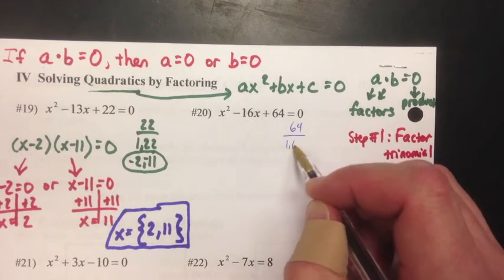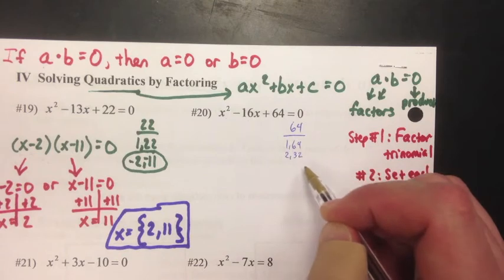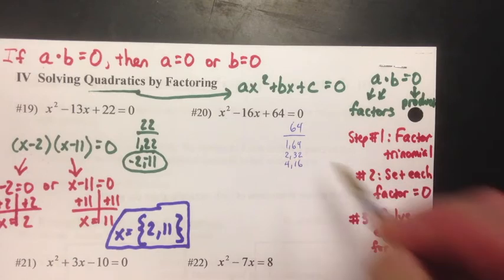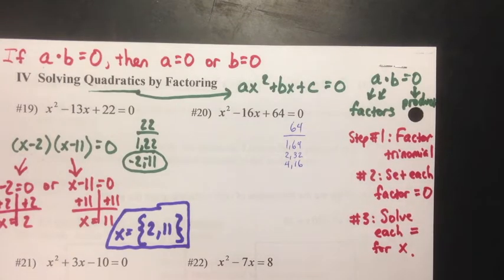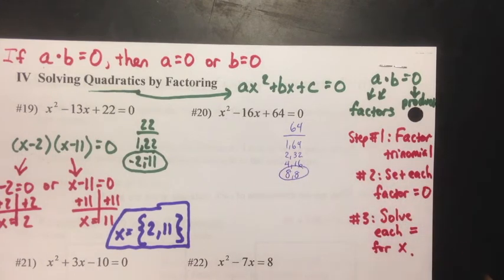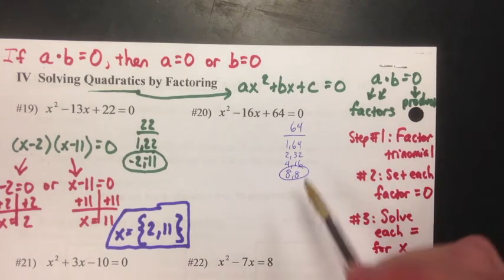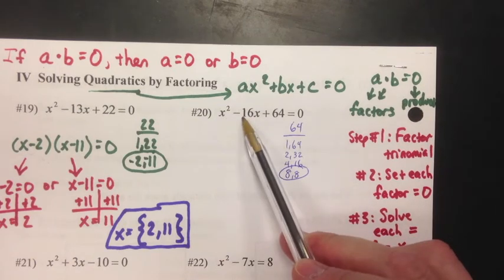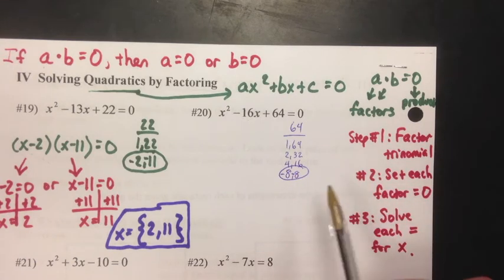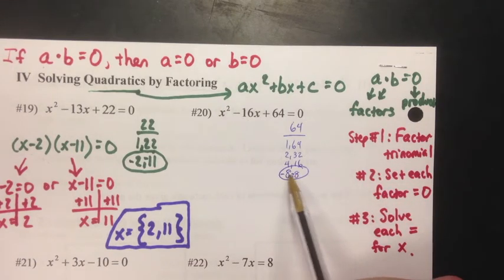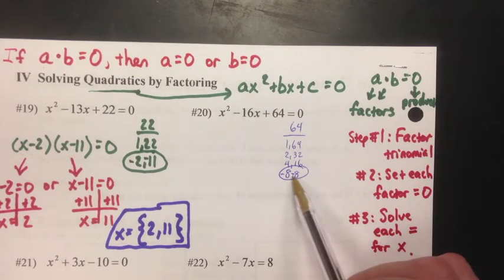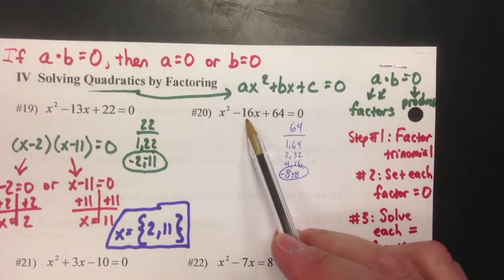1 and 64, no. 2 and 32, no. 3 doesn't work. 4 and 16, no. 5, no. 6, no. 7, no. How about 8 and 8? There's our winner, 8 and 8. Now, it gives me a negative 16, so I've got to make both of these negatives. Negative 8, negative 8. Now let's see, does it work? If I multiply 2 negatives, do I get positive 64? Yes. If I add these, I get negative 16, yes.